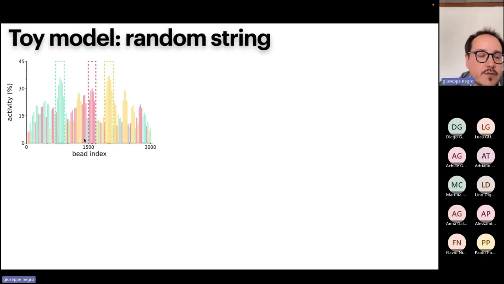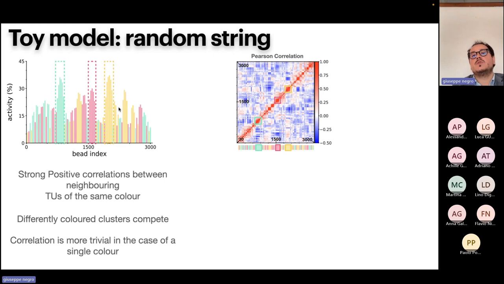For the random string, the first thing we looked at was the activity. You can see that the boxed regions, where the activities are high, correspond to the formation of clusters. While genes that are transcribing less are actually surrounded by transcription units of different kinds. So it means that the different colors are competing. And in addition, you can expect a strong correlation inside the clusters and between clusters of the same color.